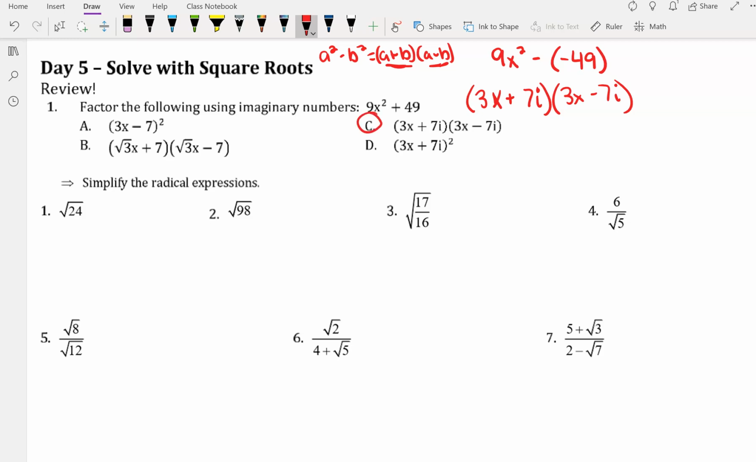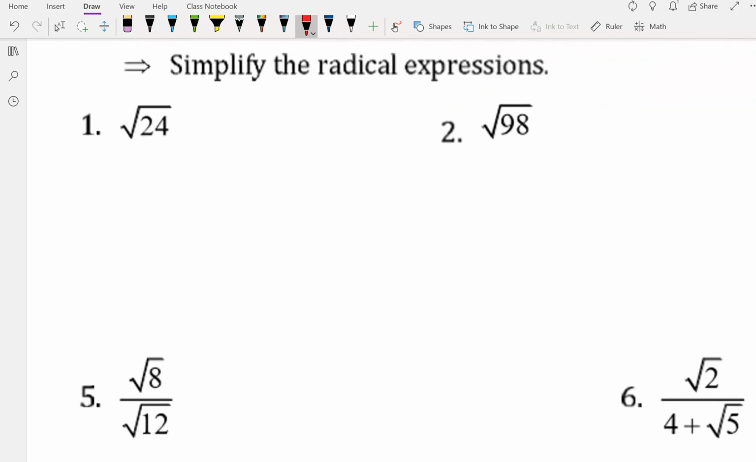Alright, so today we are going to review a little bit, and then we'll get into solving using square roots. So we're just going to practice simplifying. Two options when you're simplifying. One is to make a big factor tree. The other option is to find the largest perfect squares that go into a certain number.